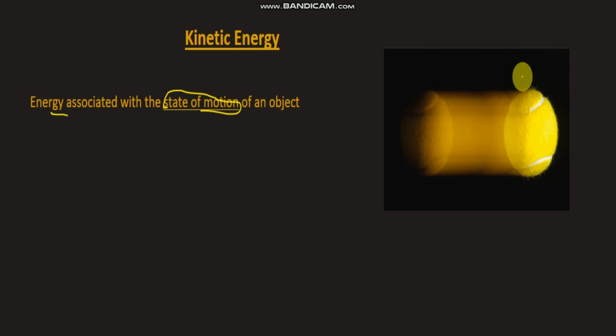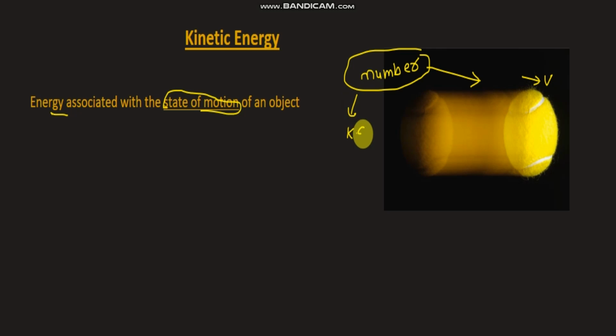It is moving with velocity v. Okay, so since it is in state of motion, we can associate one number to this state of motion of tennis ball, and that number we call kinetic energy of this tennis ball.